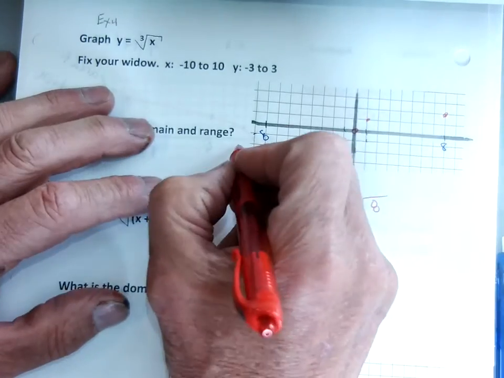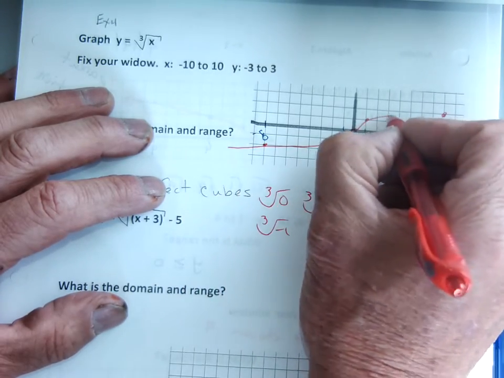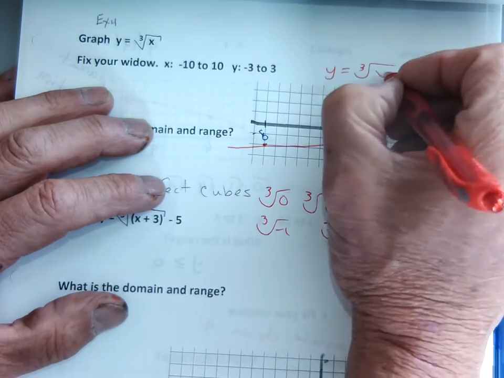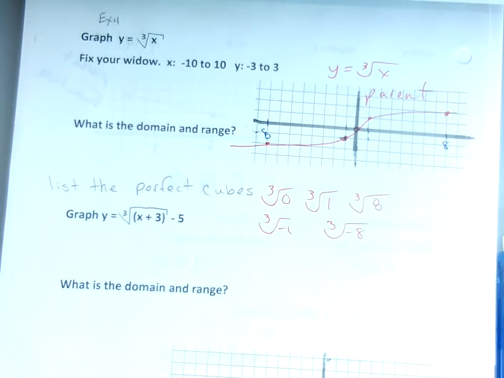And I'm just going to connect the dots, okay? So this is the parent function of the cube root. We've seen this before, haven't we? There's my parent function. All right?